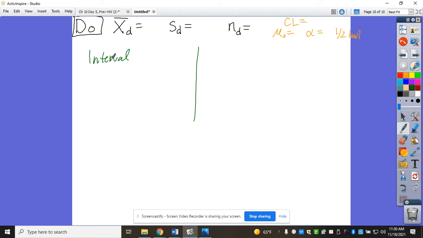So if it's an interval, what's our equation going to look like? What goes here? What goes here? I forgot to write what? With this one? With this one? Is that what you're talking about? Oh, with this one, yeah.